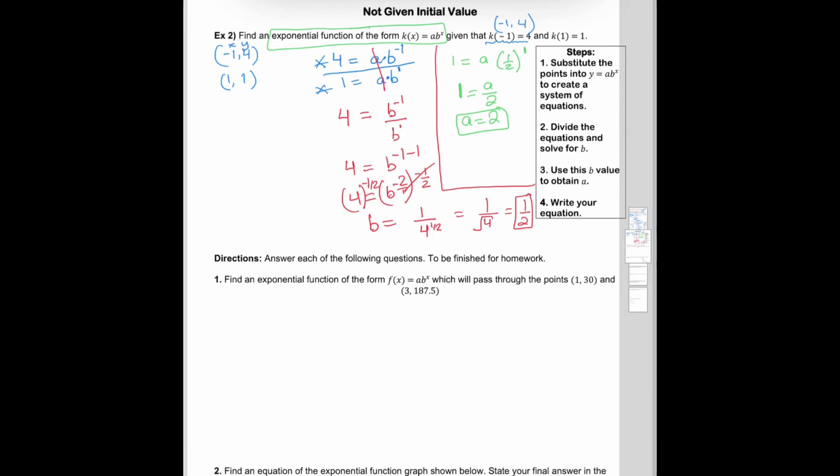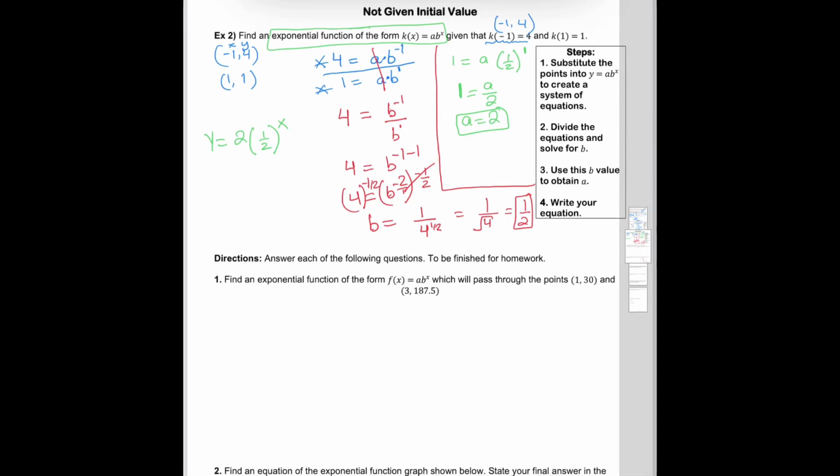You're not done. You want the equation, right? So I'm going to write y equals, what's my A? 2 parentheses 1/2 caret x. You don't substitute anything for x and y, you find your A and B. That's what you do.